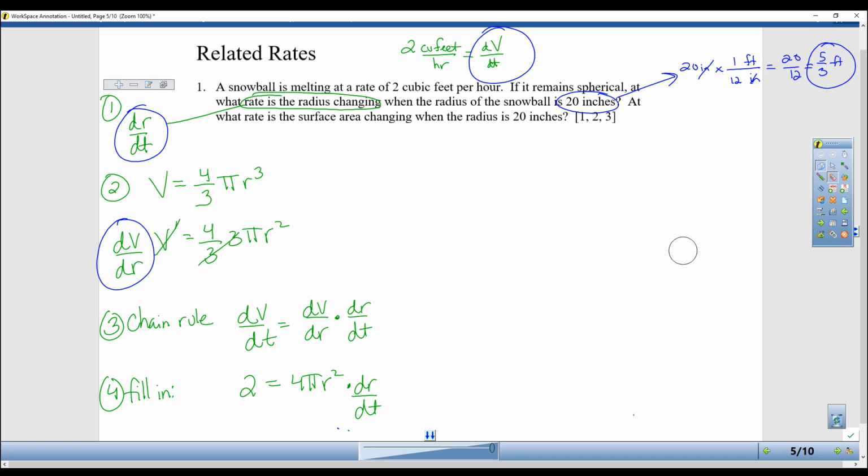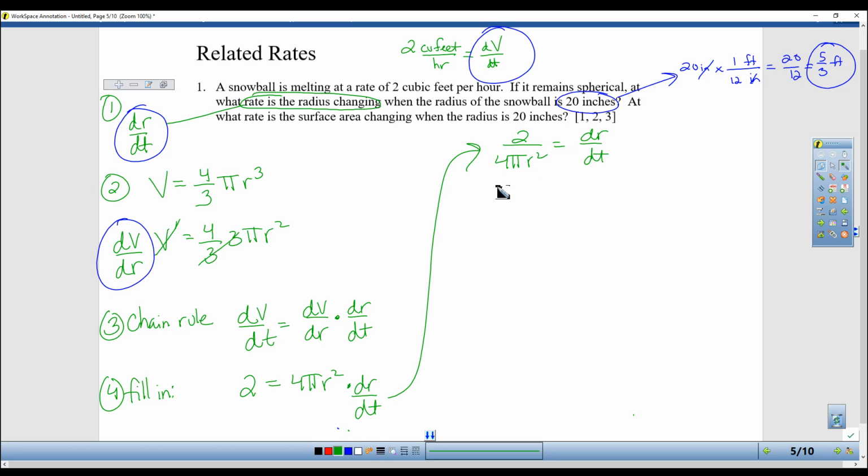All right, so let's solve that. We'll move it up here. So 2 divided by 4 pi r squared is equal to dr dt. That's my formula. That means you tell me the radius, I'll tell you how fast it's changing.